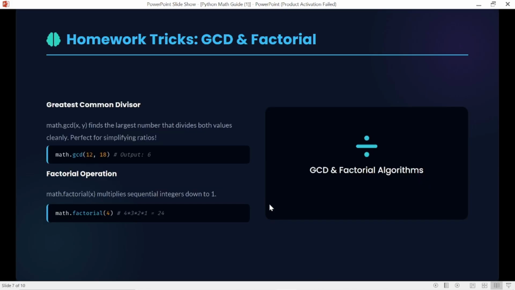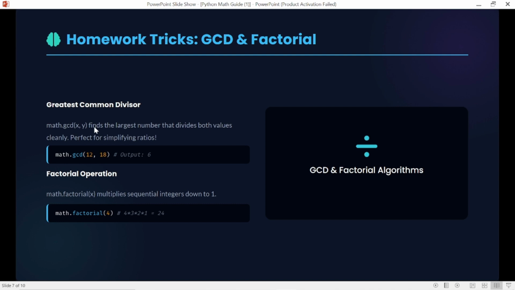Let's go forward. Now here is a homework trick. I have given you a homework which you have to do yourself. That homework is about GCD and factorial. Now let's discuss GCD. What is GCD? Greatest common divisor.